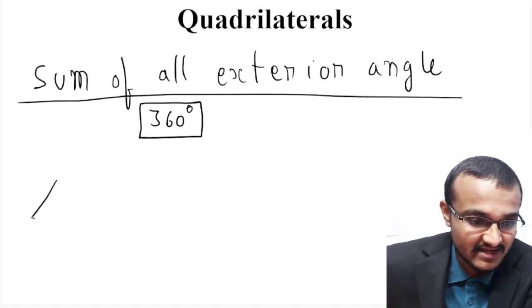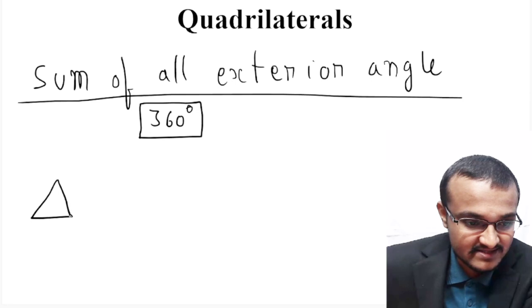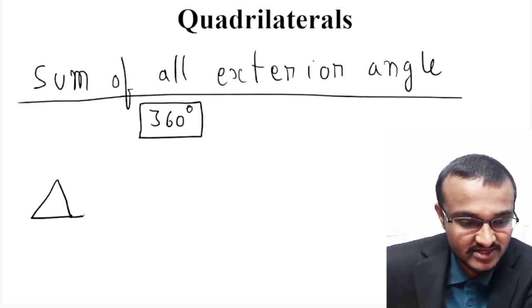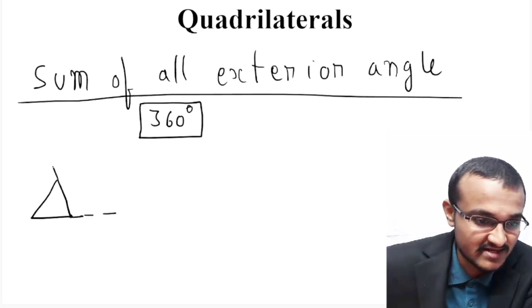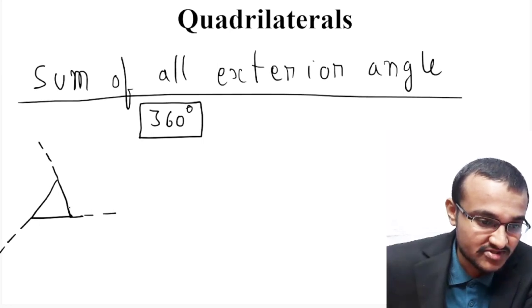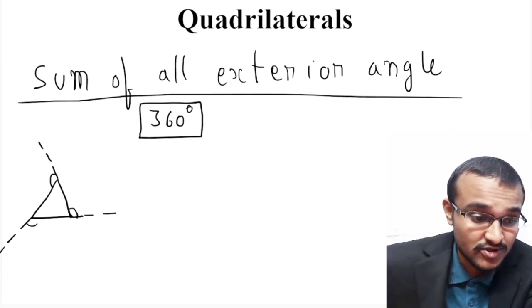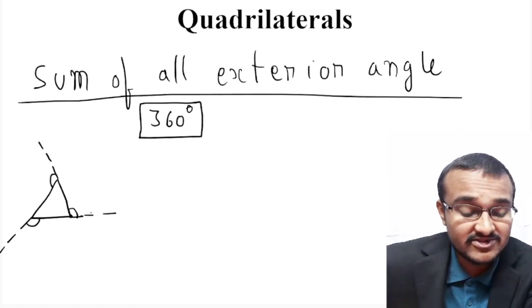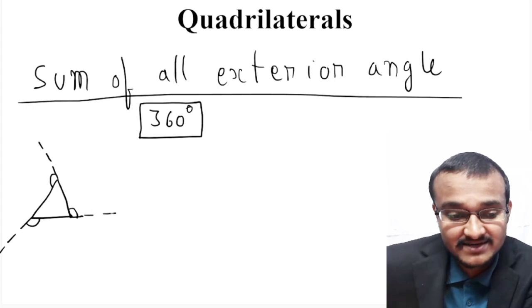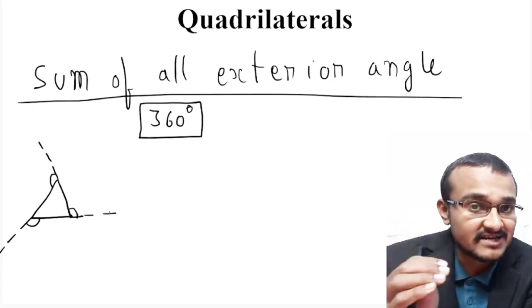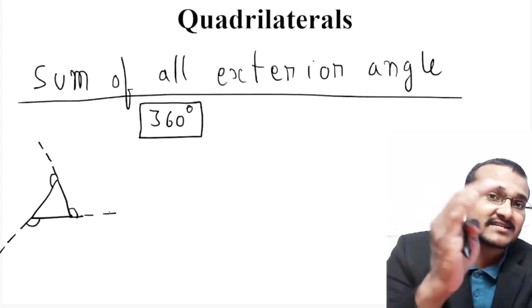So for example, if I take a triangle like this, and I extend this particular line segment and this particular line segment and this particular line segment like this, these will be the exterior angles for this particular point. So the angle which is created by this extended part of a line segment with its adjacent side.